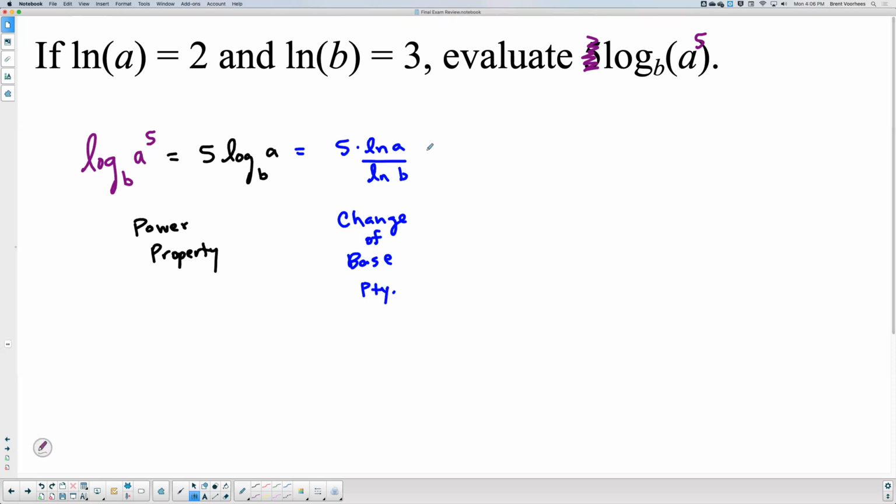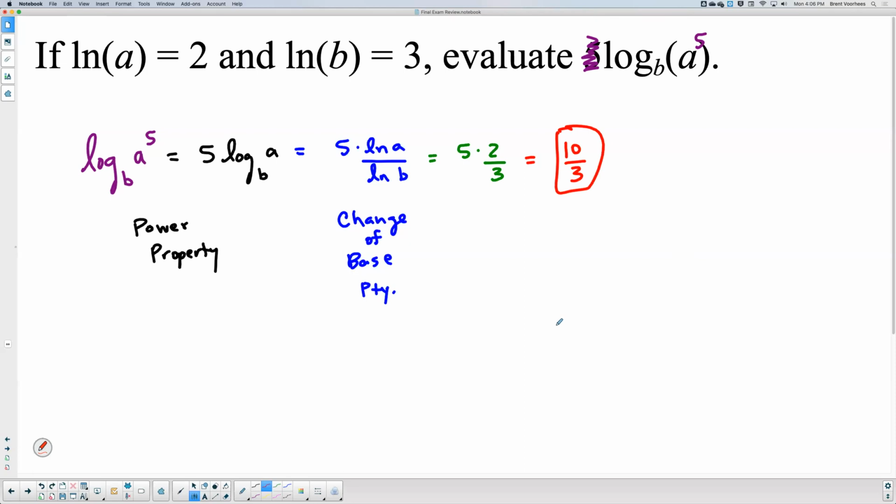Well, I can substitute. I know what natural log A is. I've already used purple. Let's use a different color here. I can say natural log A is equal to 2. And this is divided by the natural log of B, which is 3. And we have our answer just like that. When I multiply 5 times 2 is 10, and I divide that by 3, but it does not simplify. There it is. There's your answer. It's 10/3.